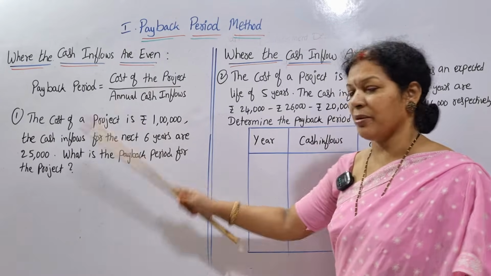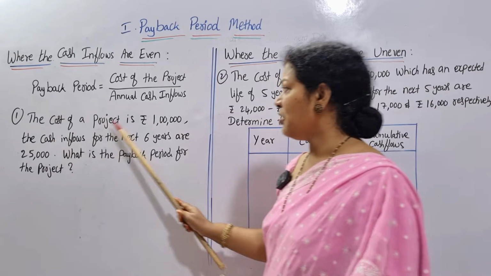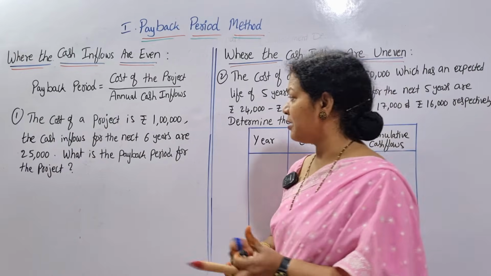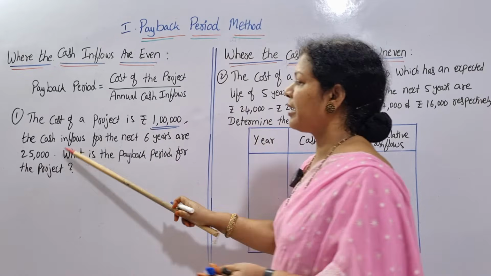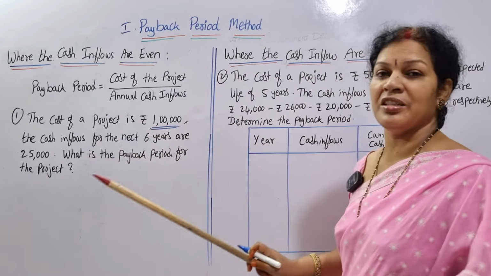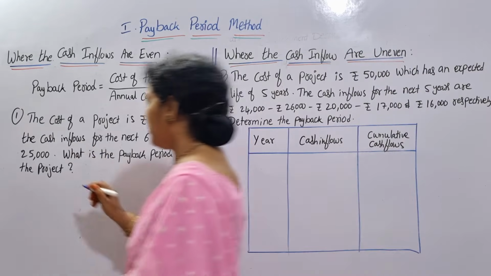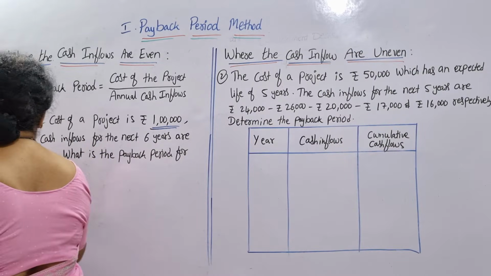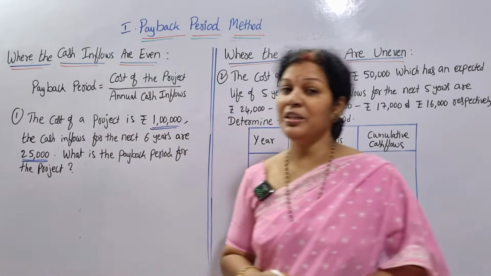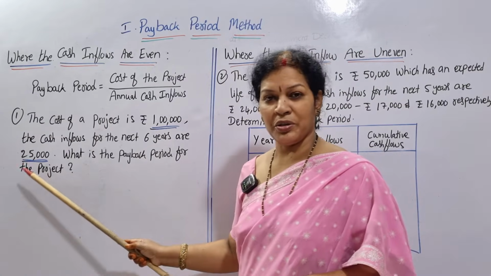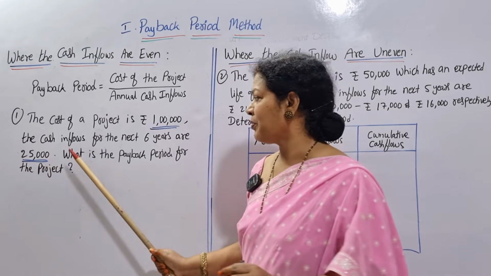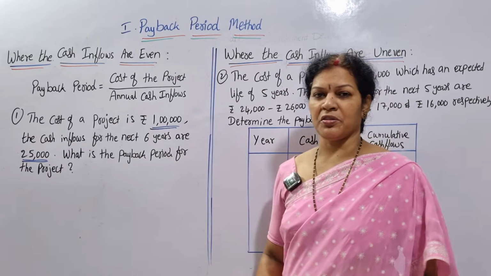Okay. Now see the problem. The cost of a project is 1 lakh. My investment is 1 lakh. The cash inflows for the next 6 years are 25,000. Means every year I am getting 25,000. How many years? 6 years. As per our calculation, 6 years I am going to get 25,000 each year. What is the payback period for the project?